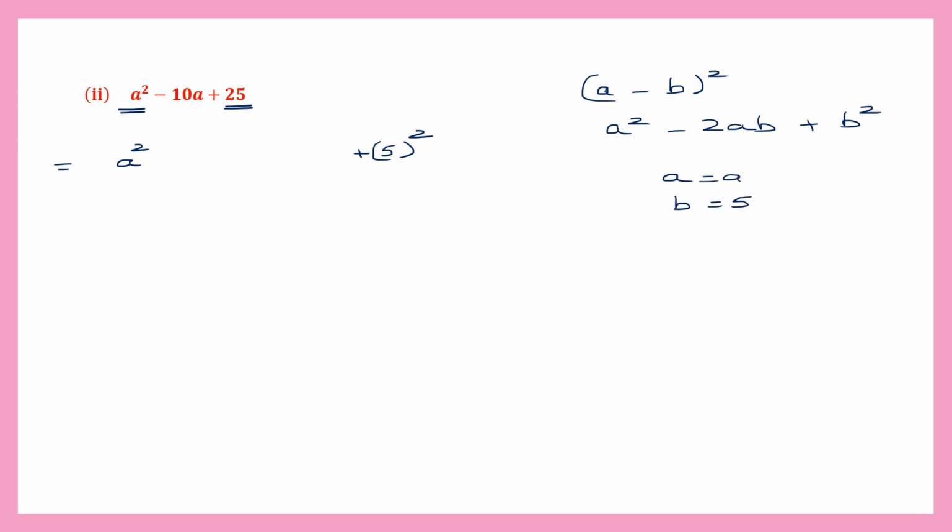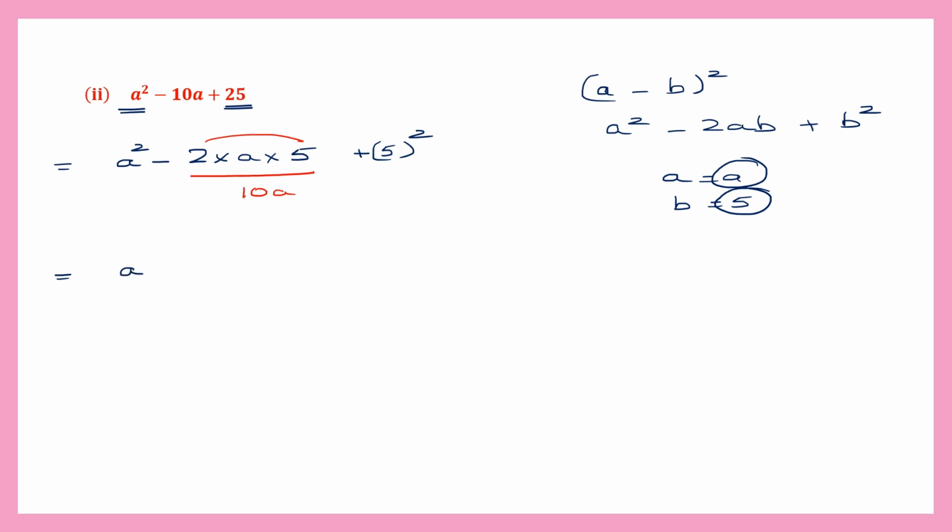So now we have to get minus 2ab, minus 2 into a, and a is a, into b, and b is 5 into 5. Now this, let's work out and see what we are getting. So here 2 5s are 10 and 10a. We're getting 10a, just like the question. So that means we have a square minus 10a plus 25. So we have got this in the format of a minus b the whole square. So let's write that.